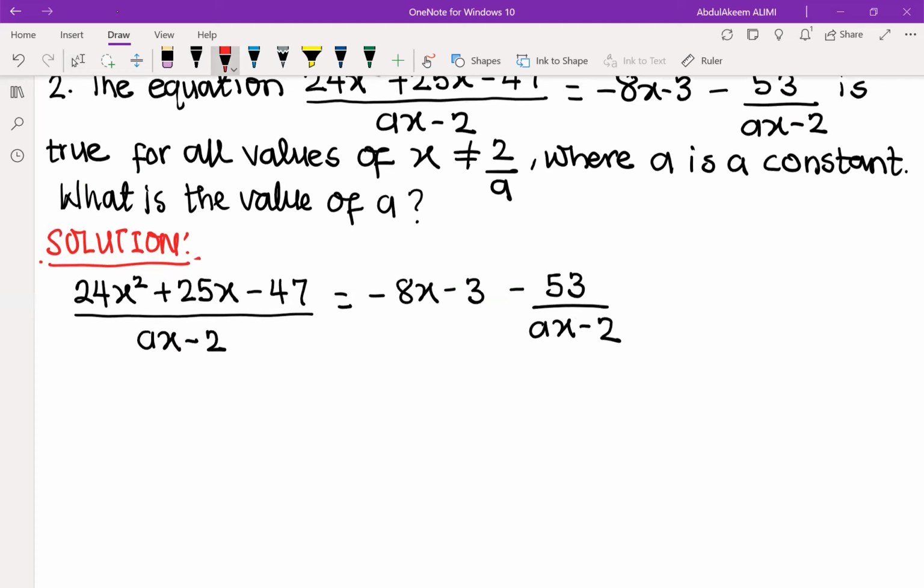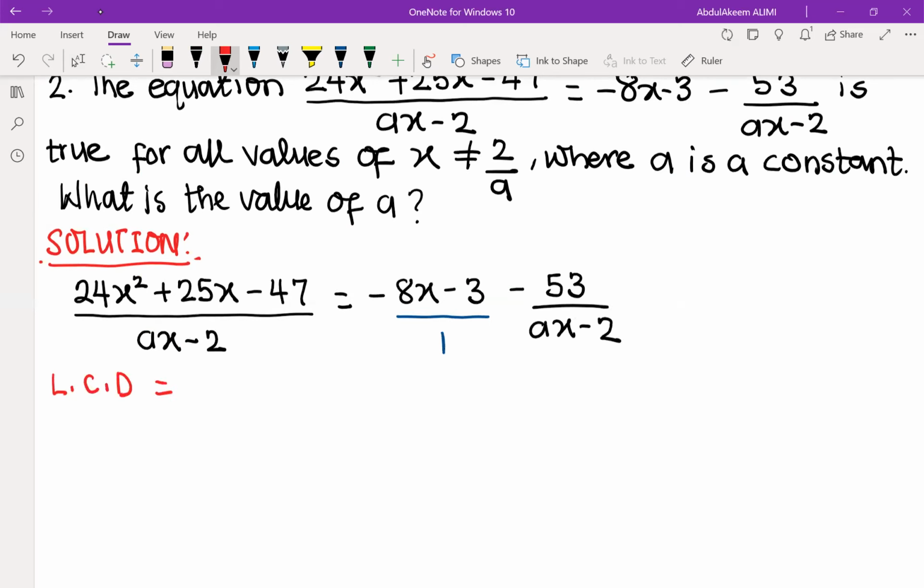The first thing we are going to do, before I proceed: we know that the denominator for a whole number is 1. So let's find the lowest common denominator, LCD. What will be the lowest common denominator of ax minus 2, 1, and ax minus 2? The lowest common denominator of ax minus 1 and ax minus 2 will give us ax minus 2.